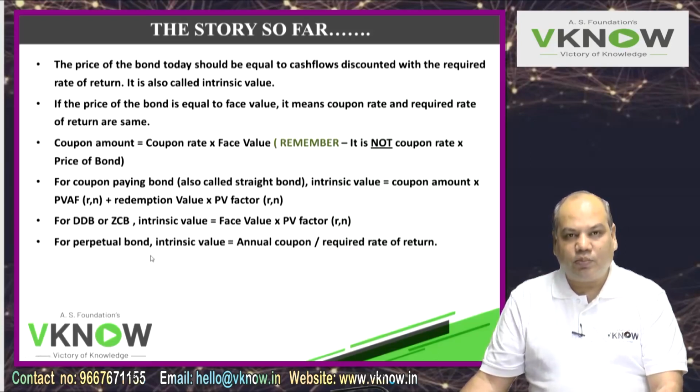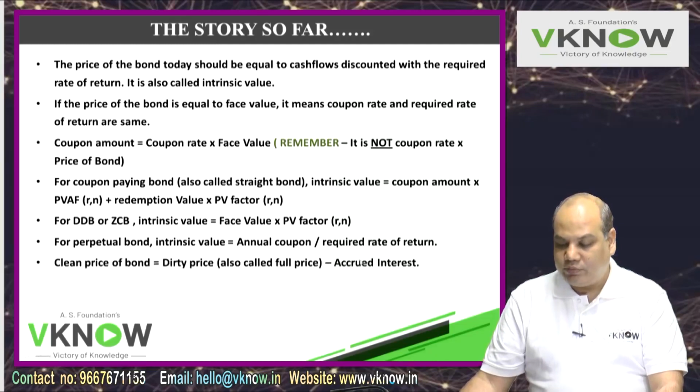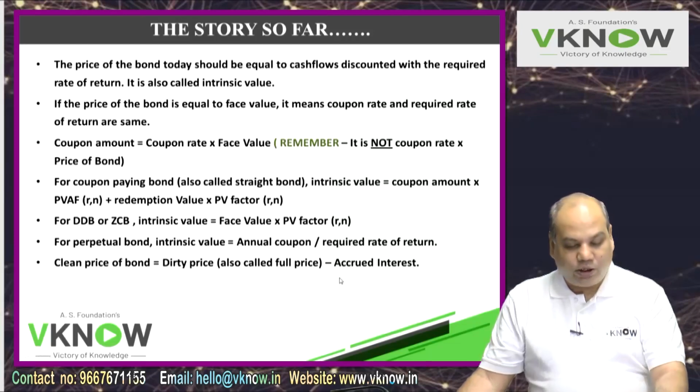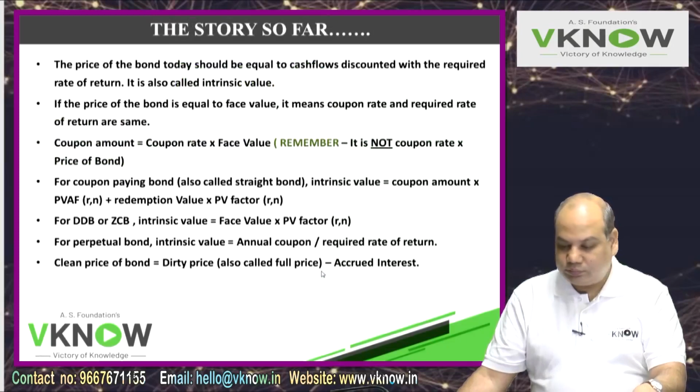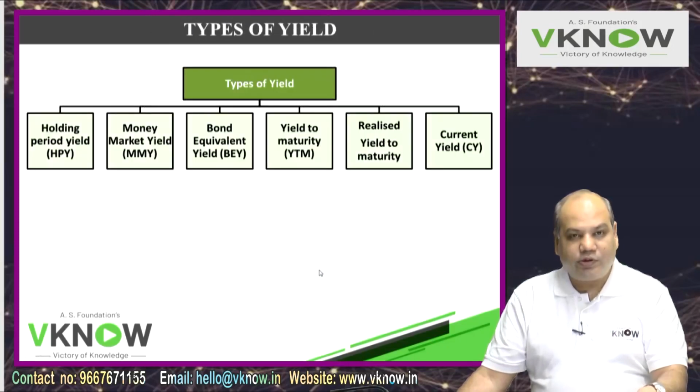For a perpetual bond, intrinsic value is equal to annual coupon upon required rate of return. Clean price of the bond is dirty price, also called full price, minus accrued interest. So if in some books plus is printed, you make it minus. And if you have to get dirty price, then it is clean price plus accrued interest. This is what we have discussed.